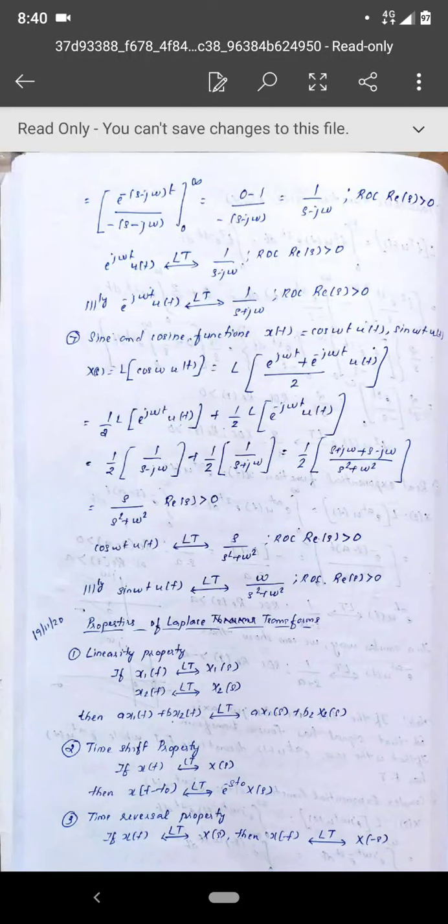So good morning and welcome back to the second lecture regarding Laplace transform. This is a little bit lengthy lecture because I have to cover a little bit of ground in the Laplace transform module.